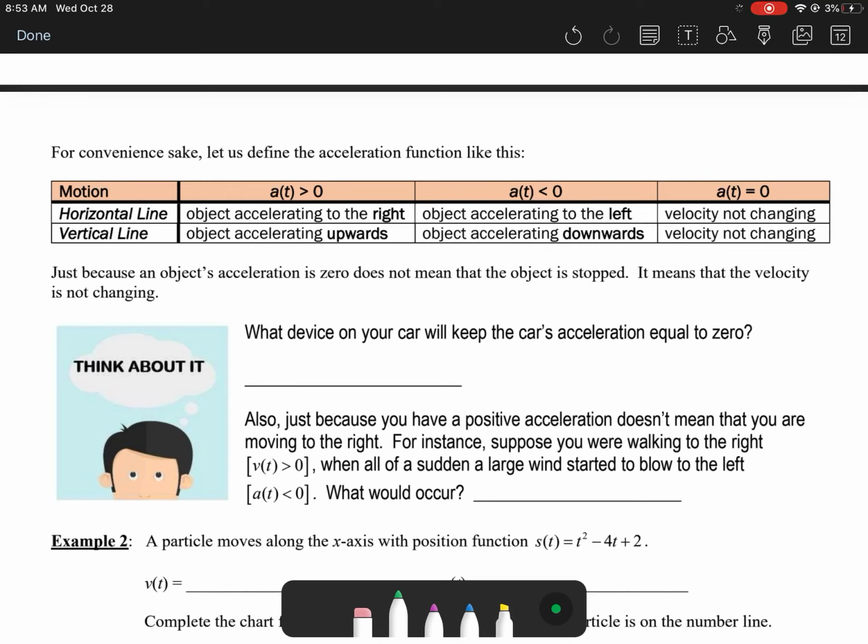One thing that's really key with that is just because the object's acceleration is 0, it does not mean that the object has stopped. It just means your velocity is not changing. So if you think about that, what device in your car will keep the car's acceleration equal to 0? It's something that you typically use when you drive on the highway. Your cruise control.